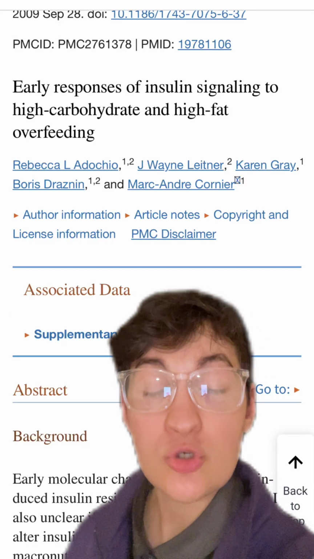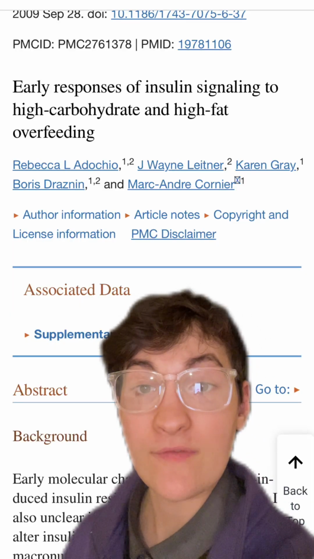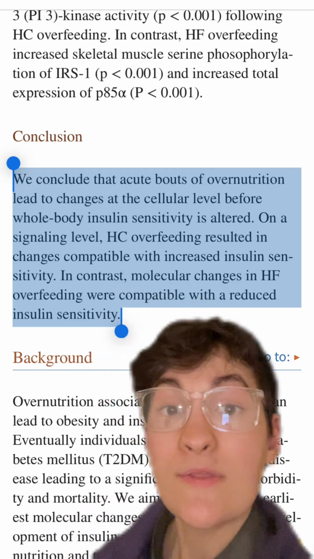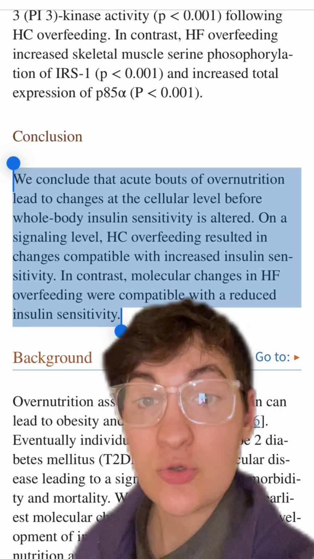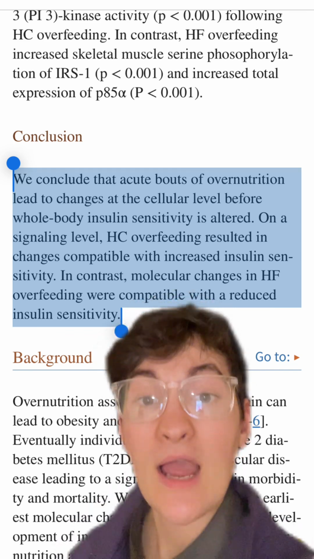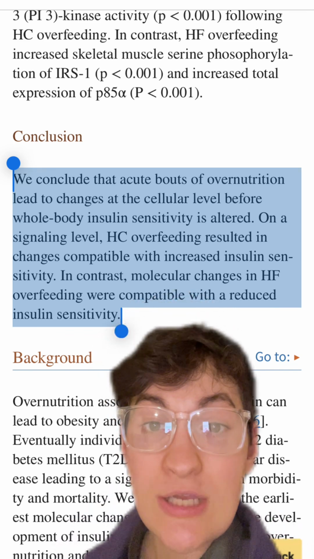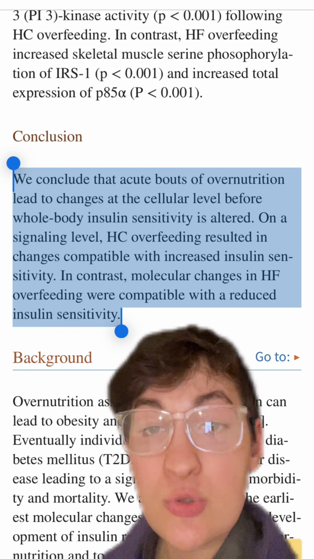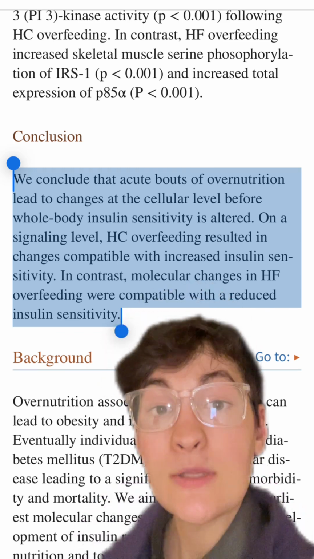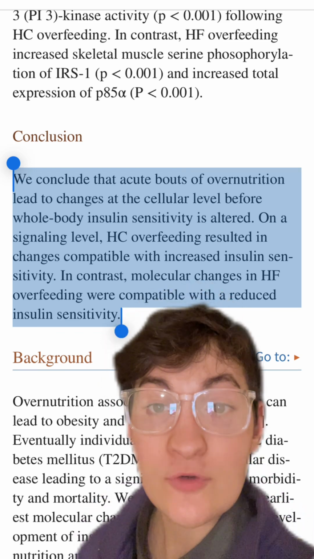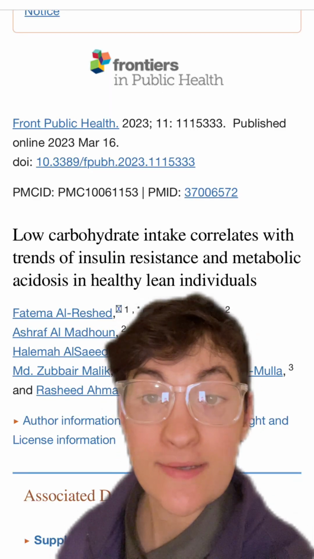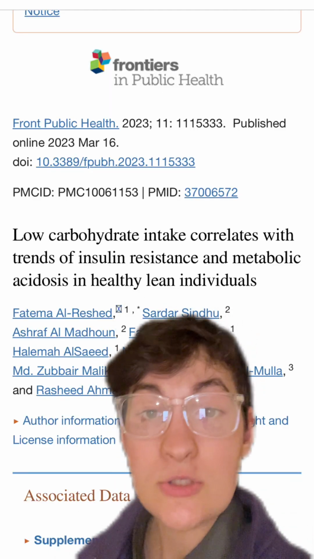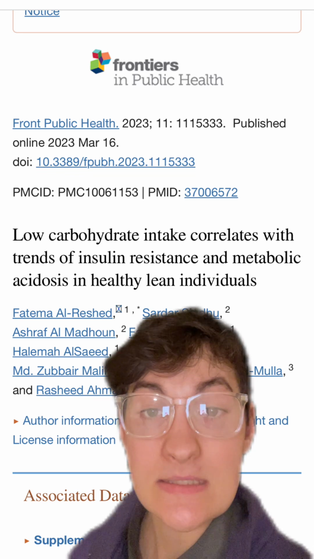In fact, if you directly compare carbohydrate overfeeding to fat overfeeding, the high carbohydrate overfeeding actually results in changes compatible with increased insulin sensitivity, but the high fat overfeeding appears to induce changes that are associated with reduced insulin sensitivity, namely a reduction in glucose disposal after a glucose challenge. And as you replace carbohydrates with dietary fat, you see trends correlating with increases in insulin resistance.